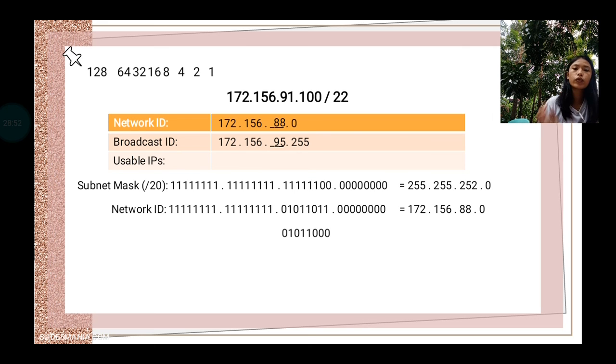And now we can easily determine again our usable IPs. From our network ID, which is 172.156.88.0, and our broadcast ID, which is 172.156.95.255, our usable IPs would range from 172.156.88.1 to 172.156.94.254.